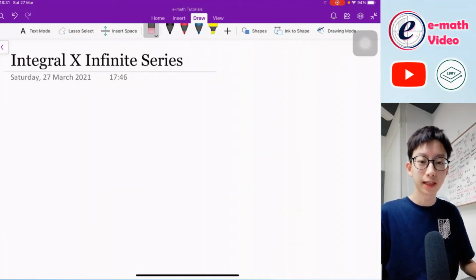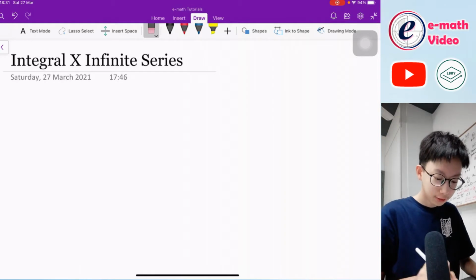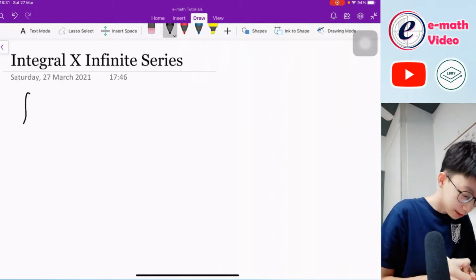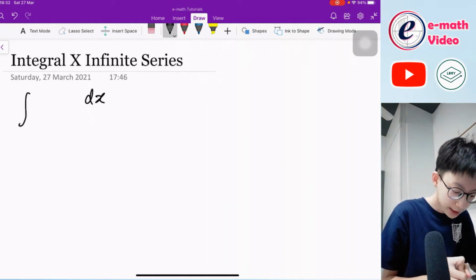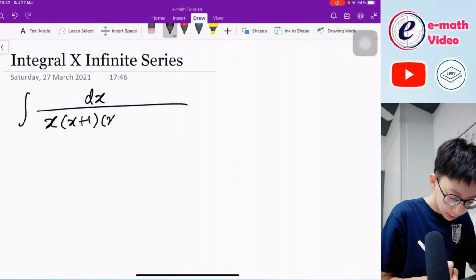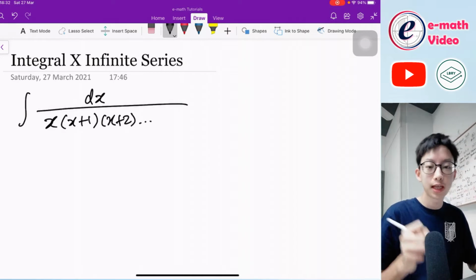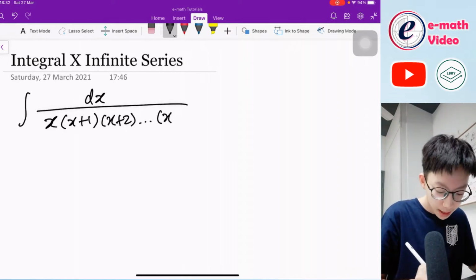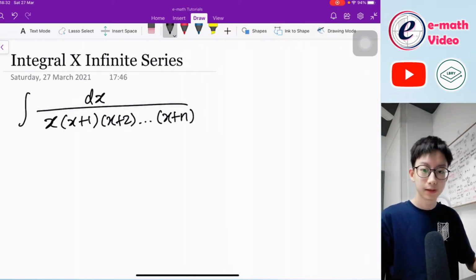Today we are going to look at a very interesting integral problem which actually involves the concept of infinite series. Alright? So the problem is, you integrate with respect to x of 1 over (x plus 1)(x plus 2)(x plus 3)(x plus 4) and so on until (x plus n). So yeah, that's the problem.